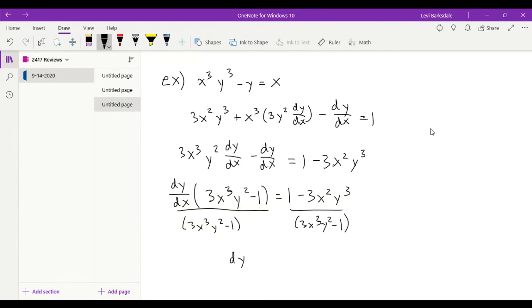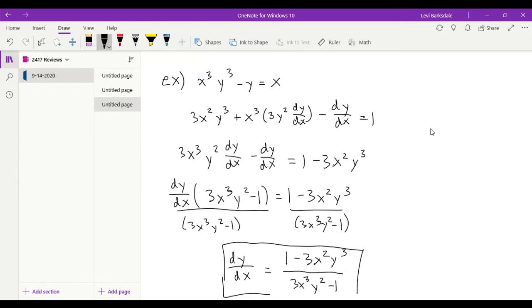So then we end up with dy over dx is equal to 1 minus 3x squared y cubed over 3x cubed y squared minus 1. So not too difficult.